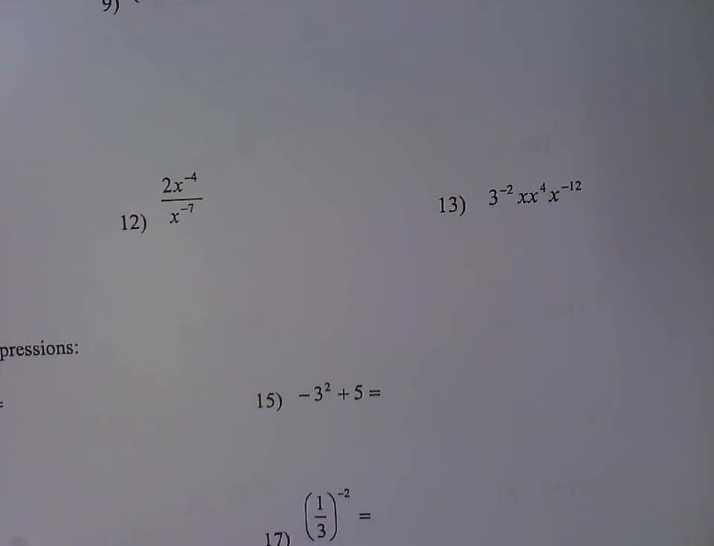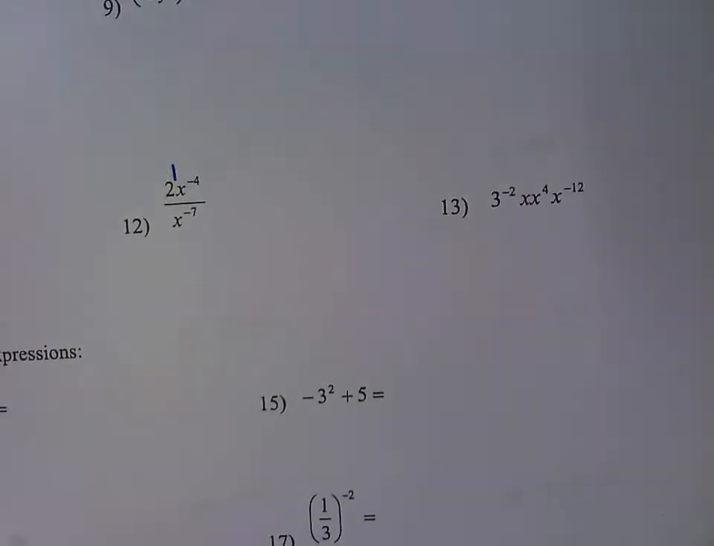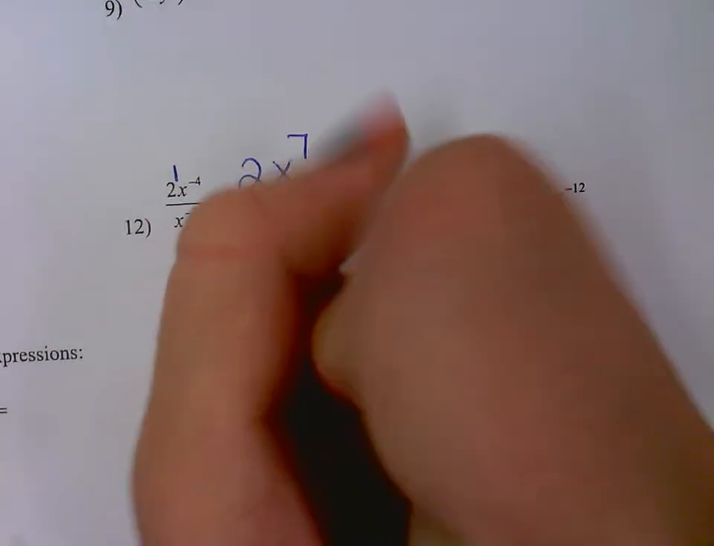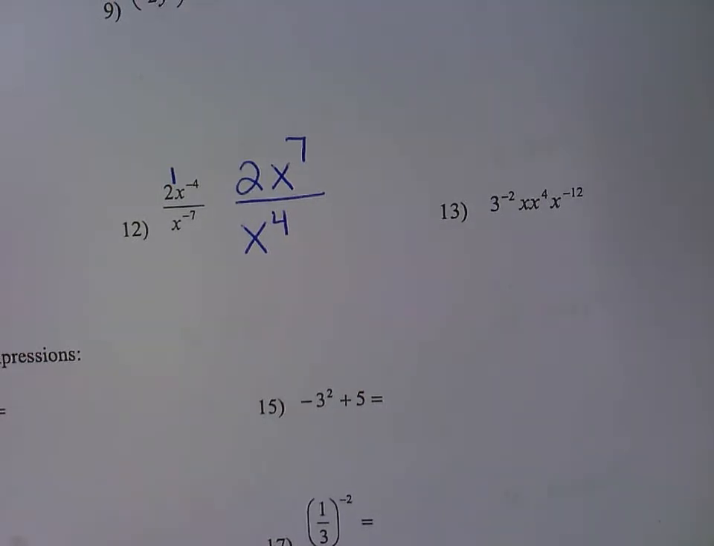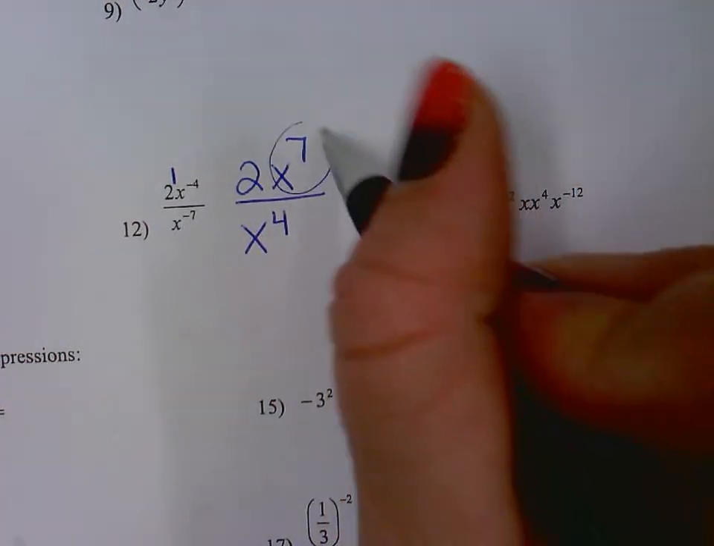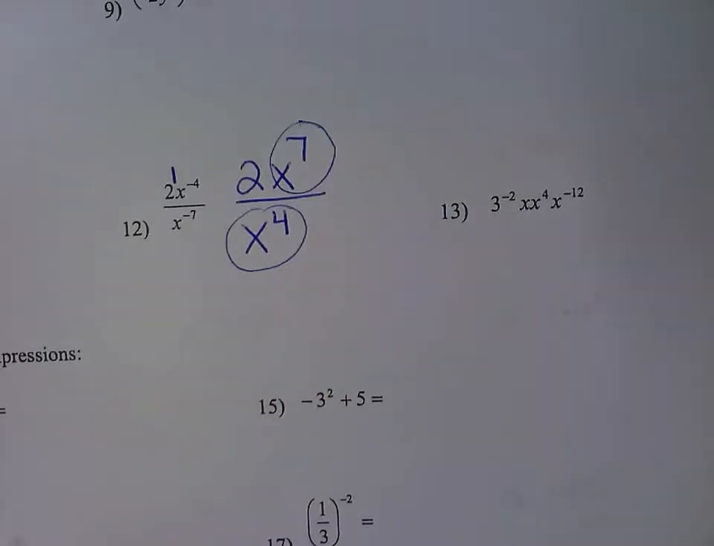Numerator, and the 2 is happy where it is, because 2 already has an exponent of positive 1. That's just kind of imaginary there. So I'd want to rewrite this as 2x to the 7th over x to the 4th before I do anything. Now I can simplify. So if I have 7 of them on top and 4 of them on the bottom, how many can I cancel?